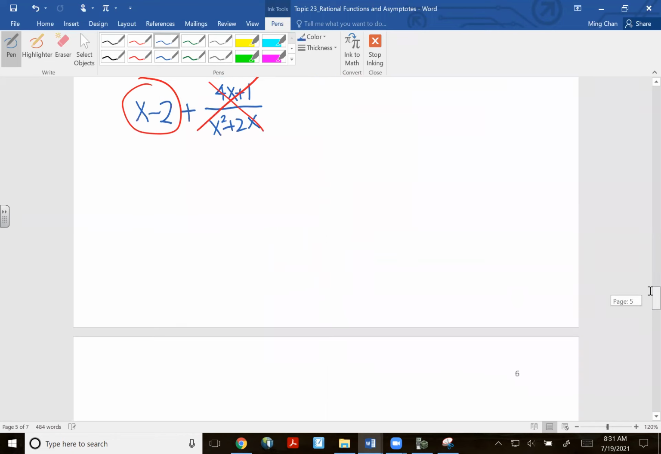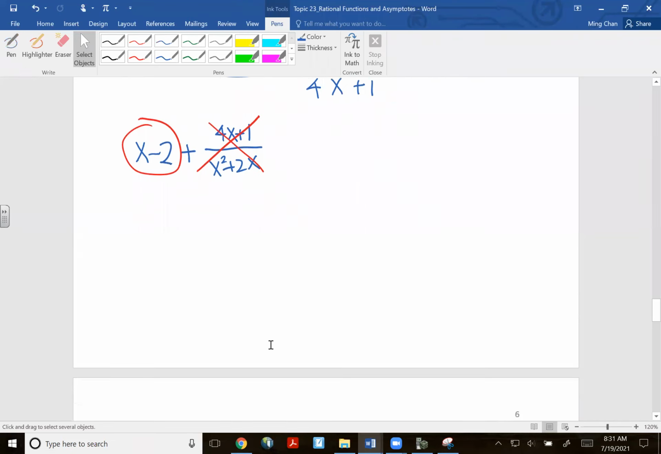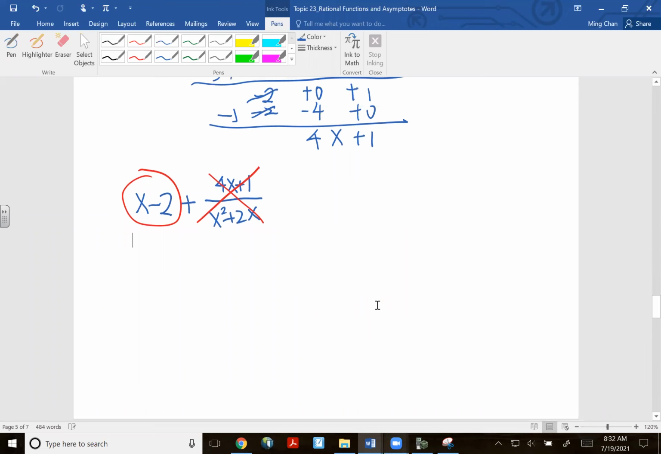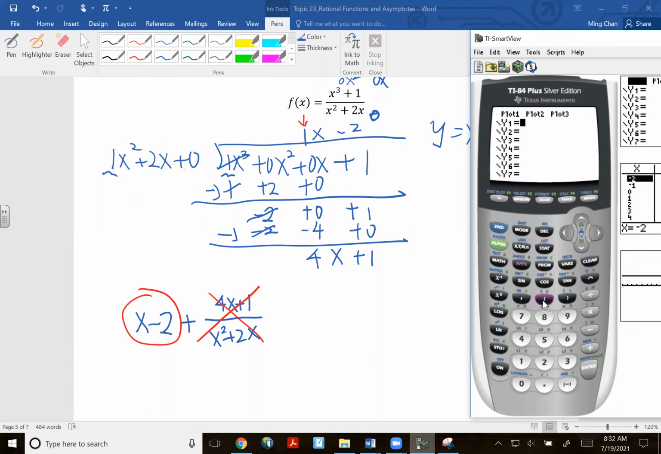All right. So I'm going to try to draw a picture for you, and we'll take a look. x to the third plus 1 divided by x squared plus 2x. A little bit complicated here. All right. y equal to x minus 2.